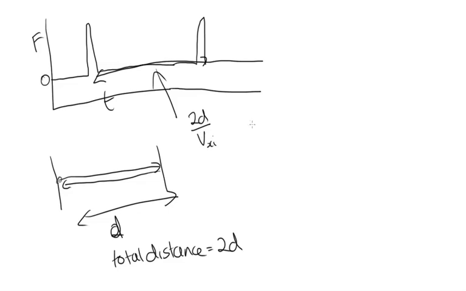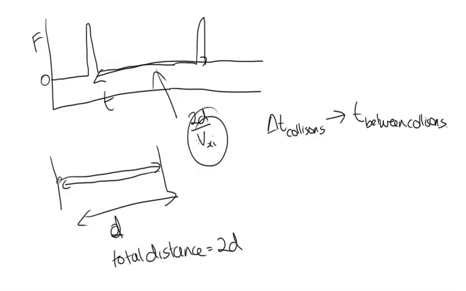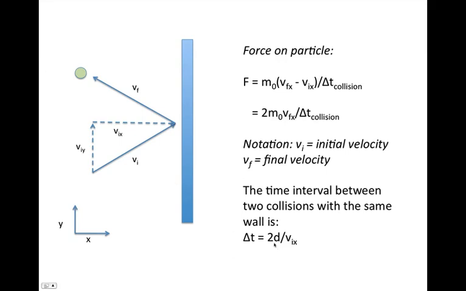And if we want the average force on the wall, we want to spread this force out over this time. So we're going to replace that t for the collisions with the t between collisions, which is the 2d on vxi. So delta t is equal to 2d on the initial velocity in the x direction.